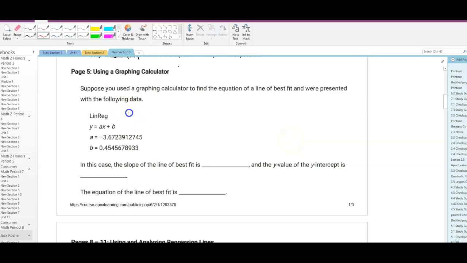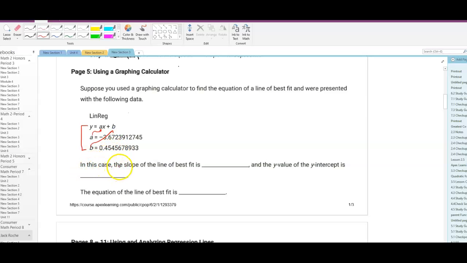So the next one says, suppose you used a graphing calculator to find the equation of a line of best fit and we're presented with the following data. Okay. When we get to the checkup, I'll show you how to actually calculate it in your calculator. So right now, when your line of best fit comes up in your calculator, you will see all of this written on your calculator. And what it's saying is, a technically is your slope, and b is technically your y-intercept.